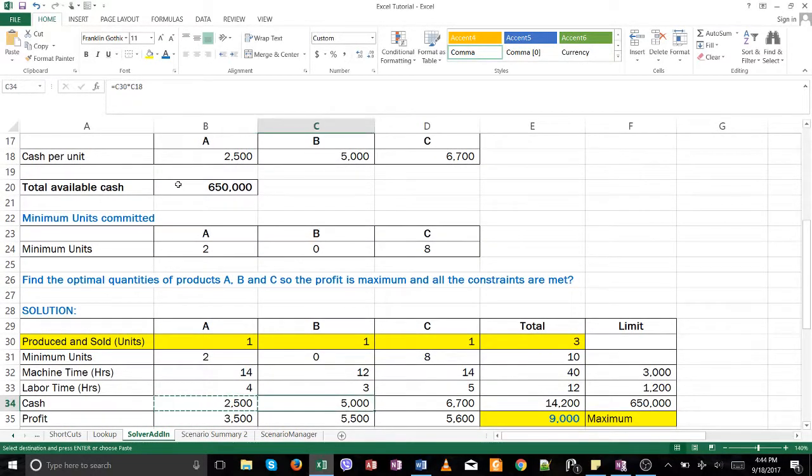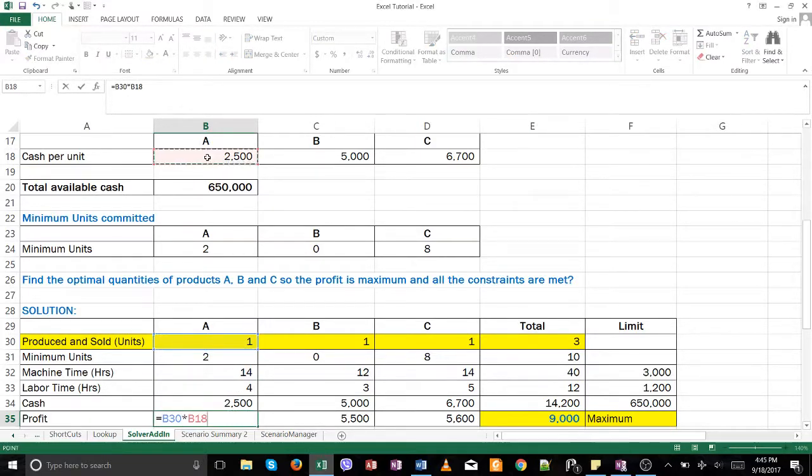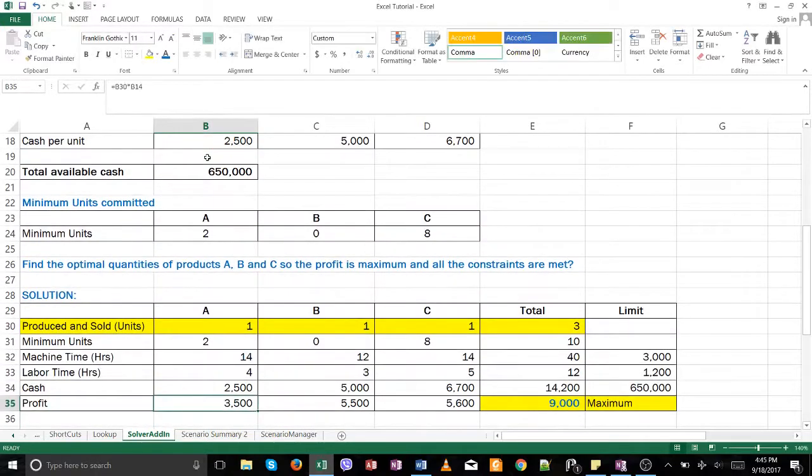So in this way I'm just making simple calculations, and the profit is again equal to the number of units multiplied by the profit per unit. So this is our profit from product A, and likewise then B and C. In the total column, what we are saying is the total machine hours it is taking is 40, labor hours 12, and cash 14,200, and the profit is coming to 9,000.